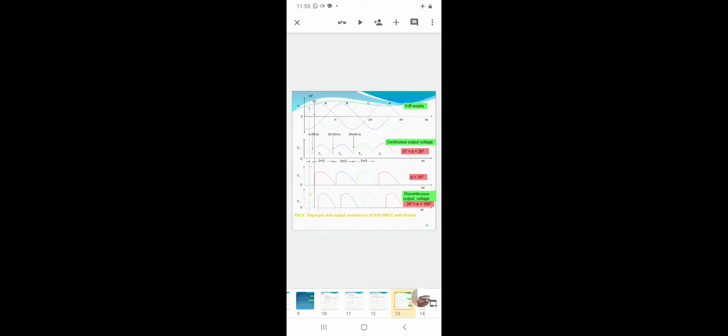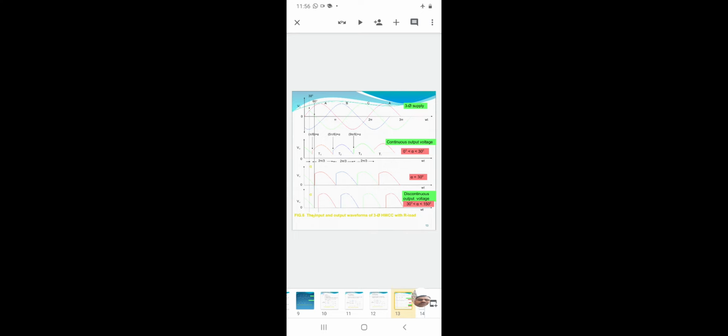Next, for phase A, T1 starts conducting again, for phase B, T2, and for phase C, T3 starts conducting. So this is the continuous voltage for the condition 0 is less than alpha, alpha less than 30 degrees. This is the average output voltage from T1, T2, T3. V0 is equal to the average output voltage.